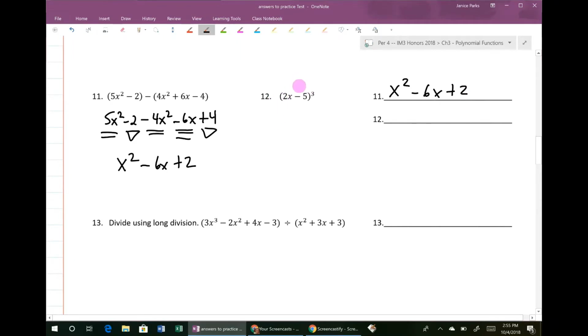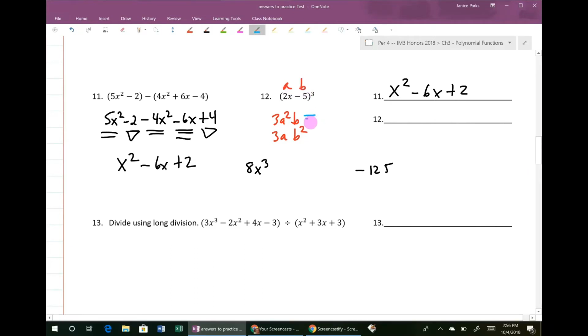For something to the third power, make sure that you're not tempted into writing 8x to the third minus 125. You are going to take those to the third power, but you have two middle terms as well. You have a 3a squared b, and you have a 3ab squared. Okay, this is a and this is b.